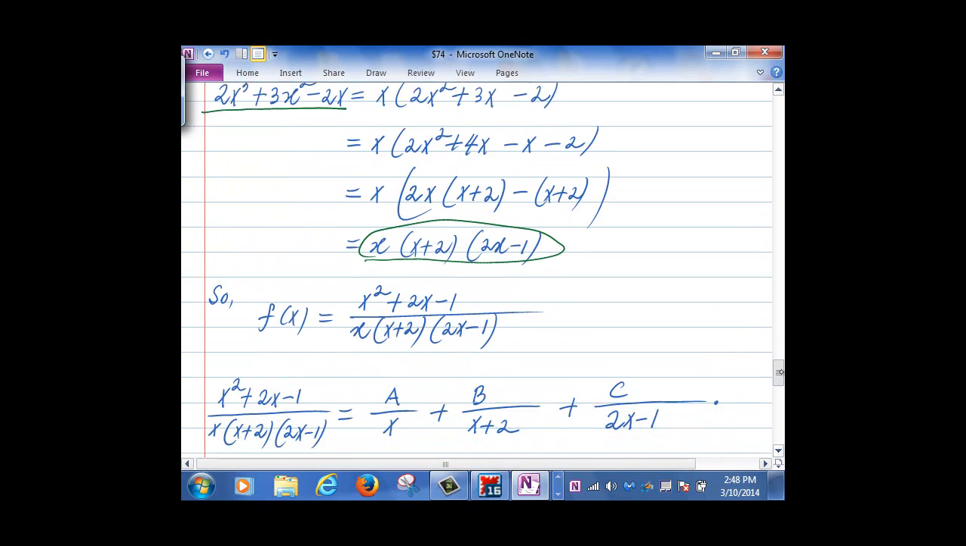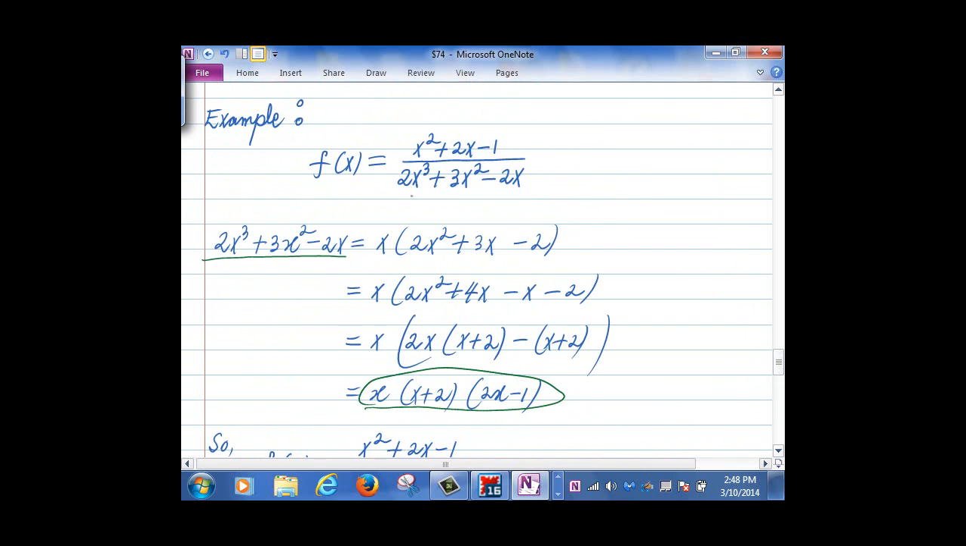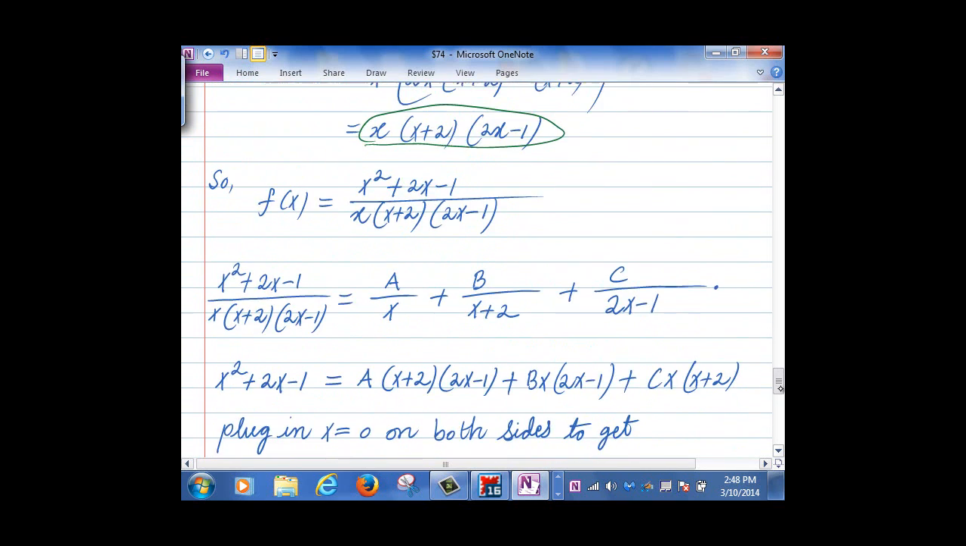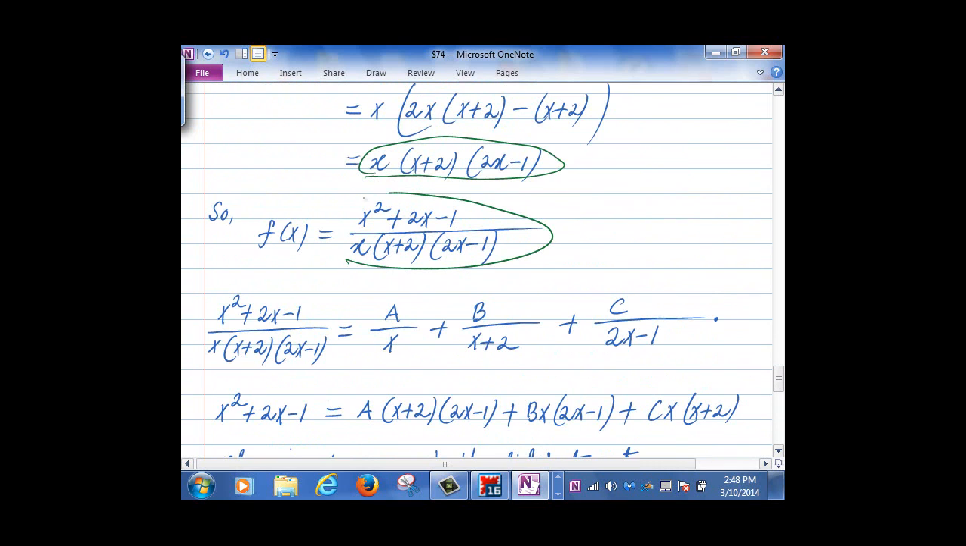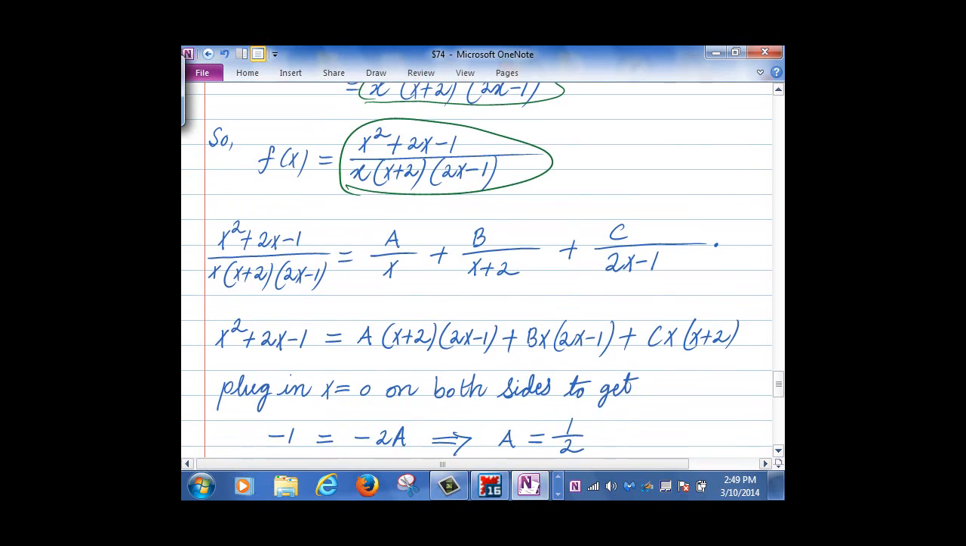So the rational function that I started with becomes this because I factored the denominator. Now I am going to write down the partial fraction decomposition of this fraction. So this is the fraction I have, and I want to write down its partial fraction decomposition.